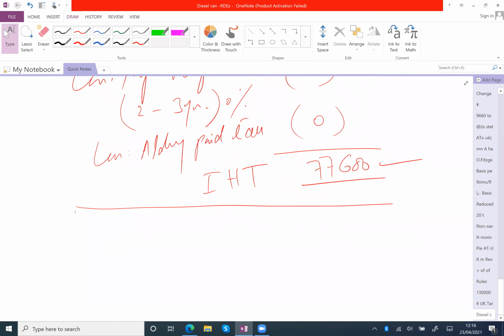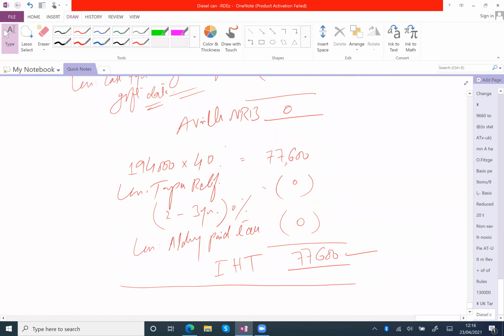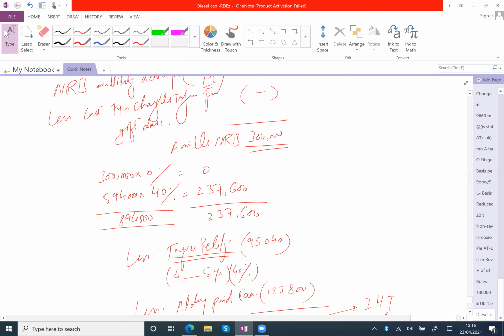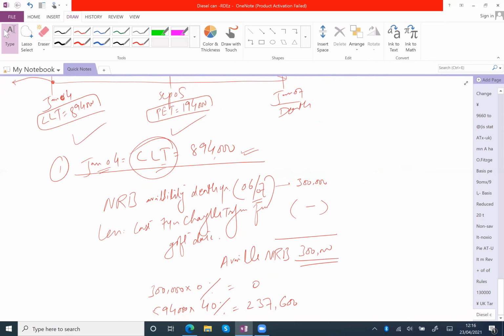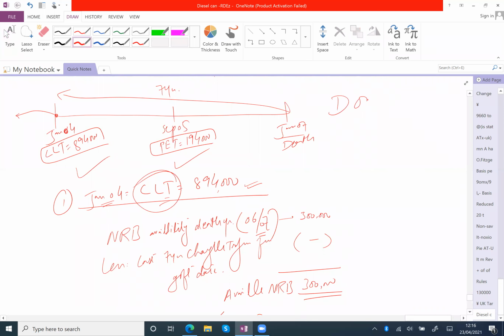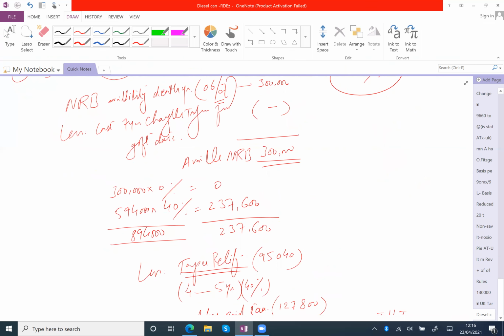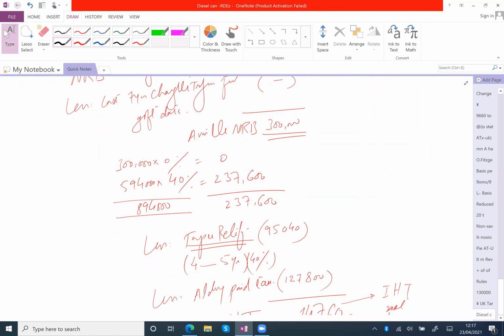So that's how you will pay the IHT on PET and CLT. One new thing I just want to tell you here is, for example, in the question, if the examiner mentions that the donor pays the lifetime tax, then the rate is 25%. And if the examiner mentions that the donor is paying the lifetime tax, then you just make a change.